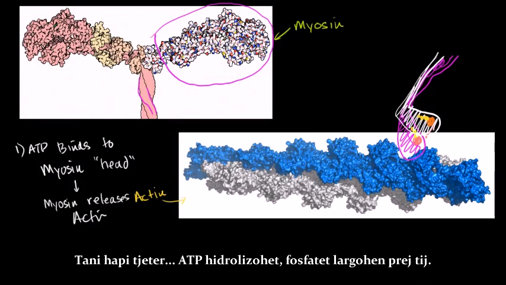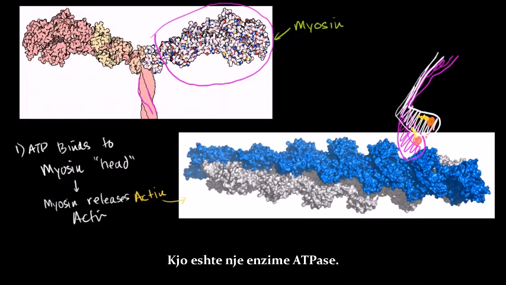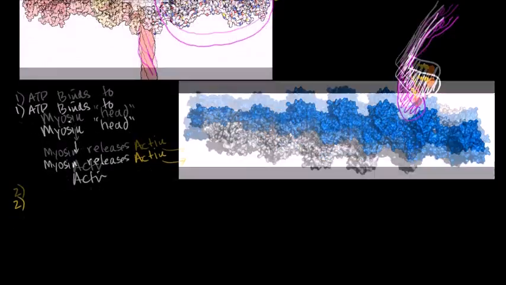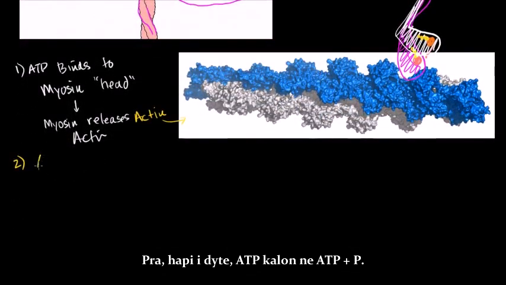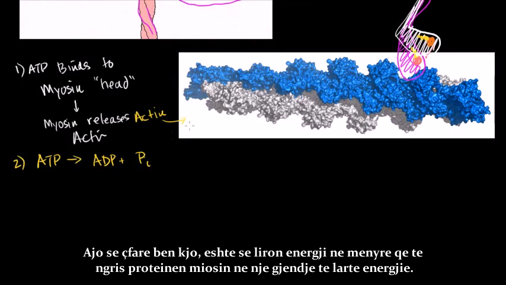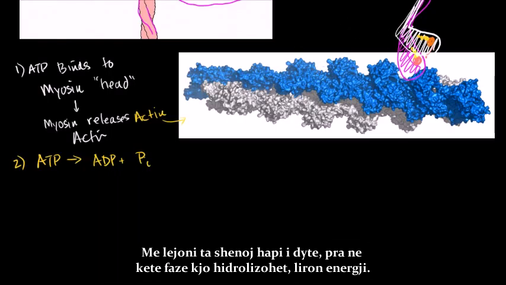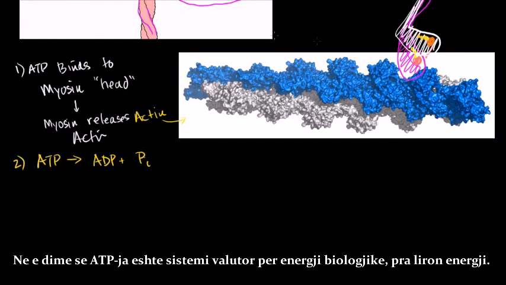Now in the next step, the ATP hydrolyzes. The phosphate gets pulled off of it. This is an ATPase enzyme. That's what it does. So let me write that down. Step 2, let me scroll down a little bit. Step 2, ATP goes to ADP plus a phosphate group. And what that does is release the energy to cock this myosin protein into a high energy state. So this thing gets hydrolyzed and releases energy. We know that ATP is the energy currency of biological systems.